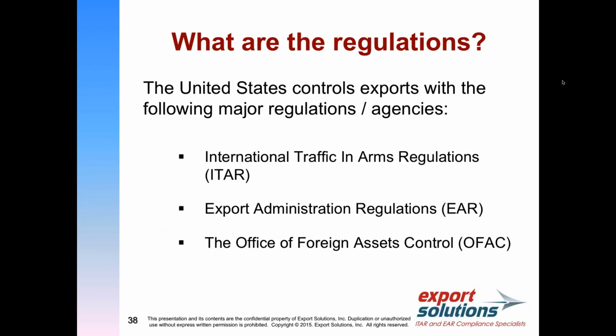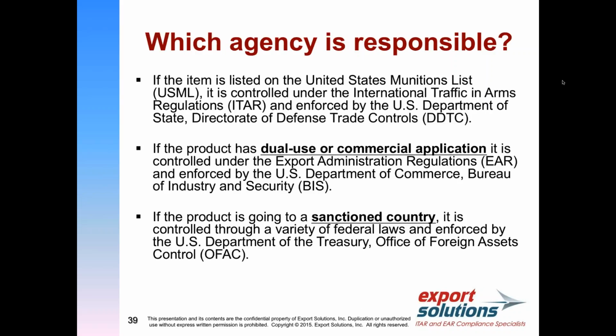Okay, these are the regulations. We've mentioned them a lot. The ITAR is the International Traffic in Arms Regulations. The EAR are the Export Administration Regulations. And then we've got the Office of Foreign Assets Control, OFAC. Most people never heard of them until the last several years, and you keep hearing about sanctions and things. Those good folks there are the ones who take care of that. Okay? If an item is listed on the United States Munitions List, the USML, which is a list of categories in the ITAR, then it's controlled under the ITAR, and it's enforced by the U.S.